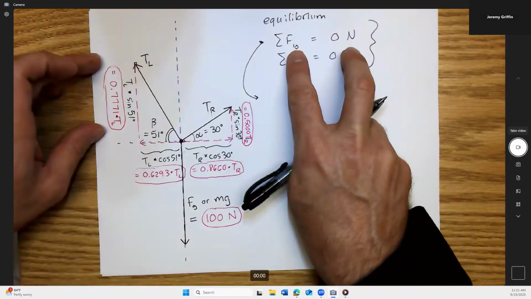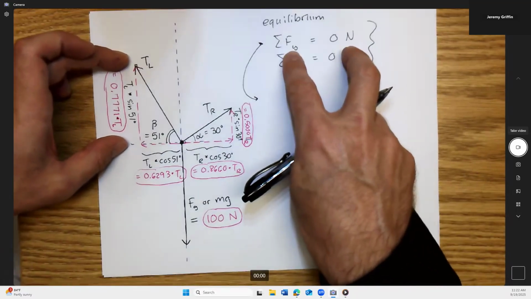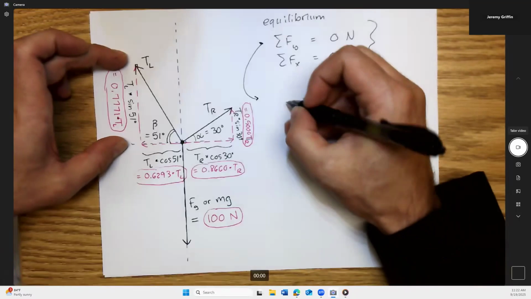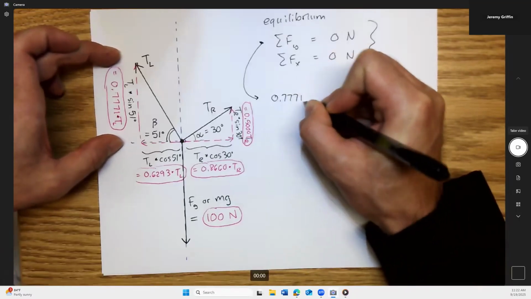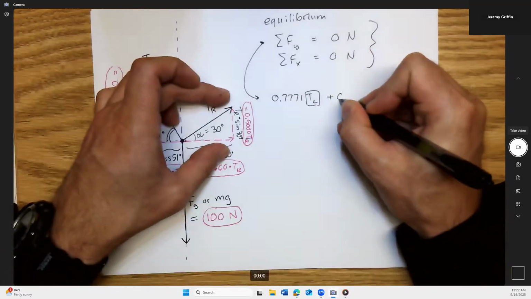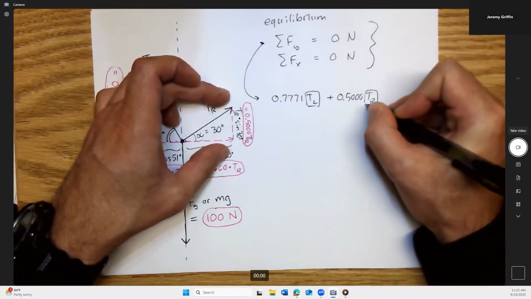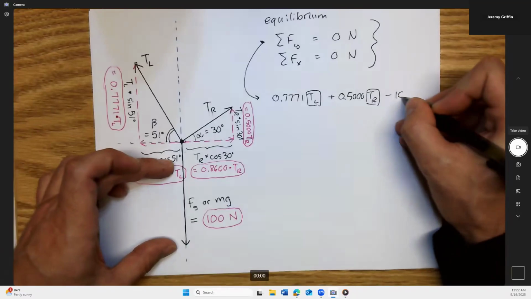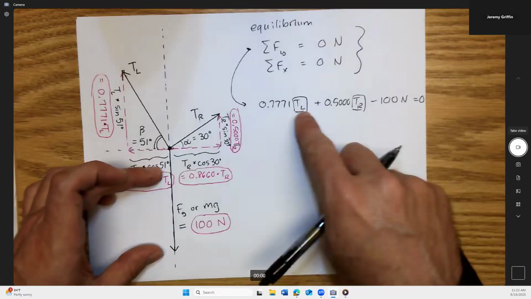So, all right, now back to where I was kind of jumping the gun before. The sum of the forces vertical goes to 0. So, can you guys set up this vertical equation? See if you can stay a step ahead of me. I'm going to say 0.777 tension left plus 0.5 tension right minus 100 newtons goes to 0. Okay? Isn't that the vertical?